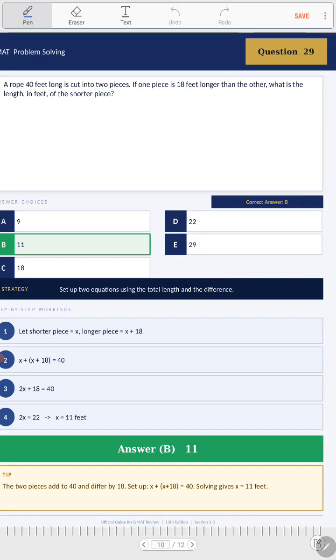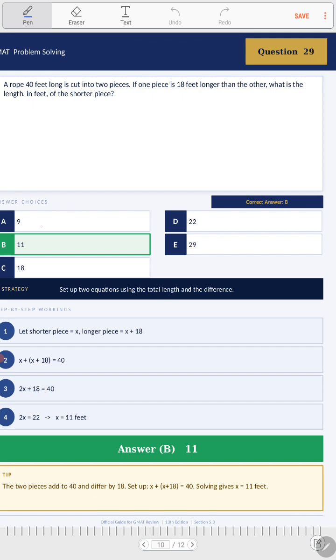Next question. A rope 40 feet long is cut into pieces. Sometimes you can work with options. If one piece is 18 feet longer than the other, what is the length in feet of the shorter piece? The shorter piece, right? One is 18 feet longer.